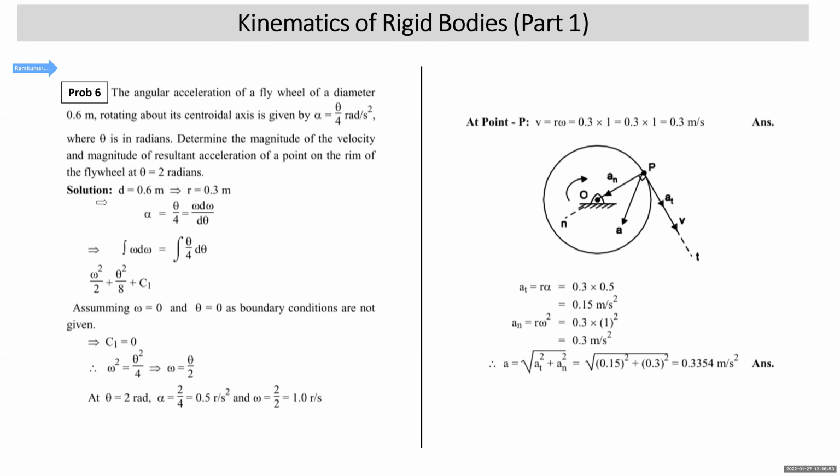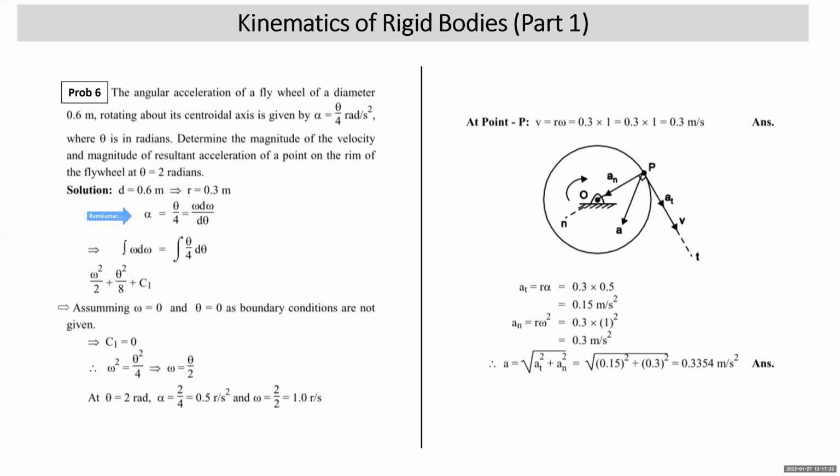Well, students, for the problem, diameter is 0.6, so radius 0.3. Alpha is given as theta by 4. Now if alpha is a function of theta, we write it equal to omega d omega by d theta. Separate the terms of omega and theta. Integrating both sides, you get omega square by 2 is equal to theta square by 8 plus c1. Yeah, a positive sign came by mistake, it is not a positive sign. I hope you can understand. Omega square by 2 equal to theta square by 8 plus c1. This is a printing error.